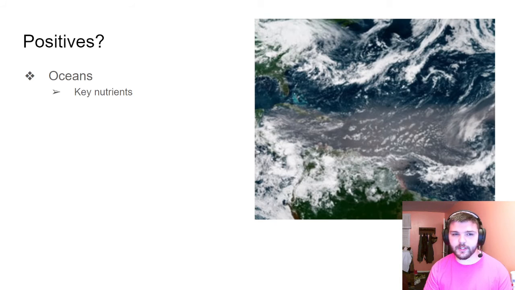So we've been talking about the negatives. What are the positives? Unfortunately, there's only one that I could find that I thought was really important, and that is that it offers the oceans, mainly the Atlantic, key nutrients. Since it is dust, it's made up of minerals and sediments. It gives the oceans iron, which is actually fairly important to their ecosystems.